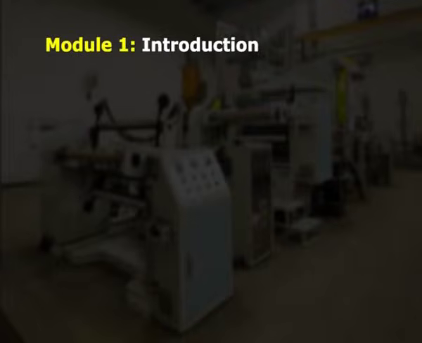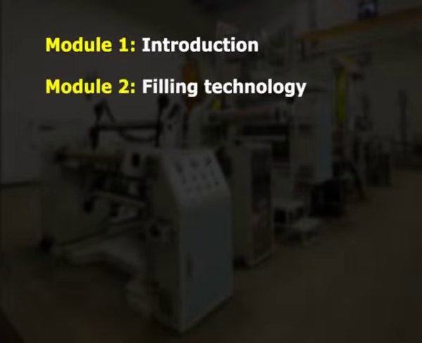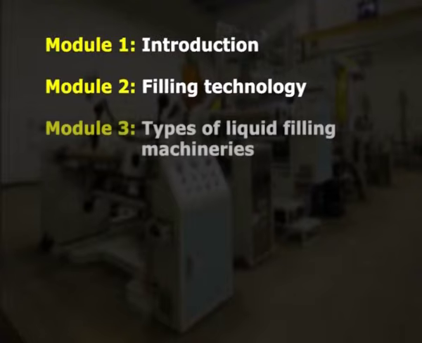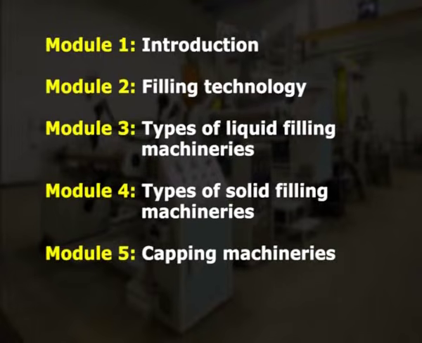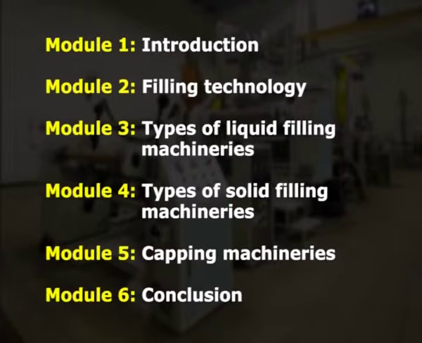Let's start our episode while taking a look at what we are going to learn today. Module 1 will comprise of the introduction. Module 2 will talk about filling technologies. In Module 3, we'll see the types of liquid filling machineries. In Module 4, we'll see the types of solid filling machineries. The capping machineries will be considered in Module 5 and will conclude the modules in Module 6.